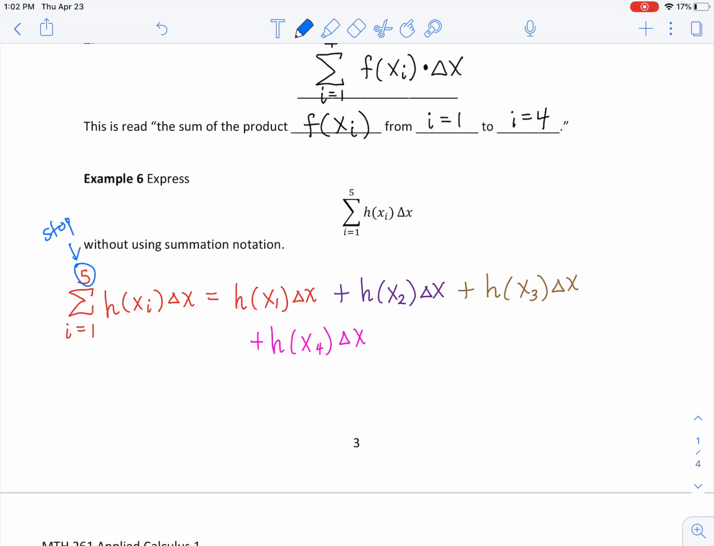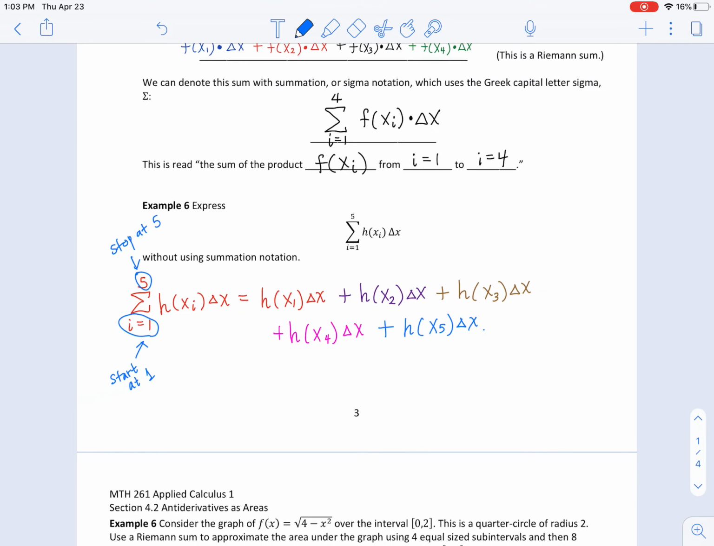Now we need to do how many more times? 2 more times. Next one, plus h of x of 4 times delta x. And what number tells us when to stop? Because we can go on forever, right? Which number is telling you to stop? They want you to stop at 5. And this number down here is telling you to start at 1. So the very last term is going to be h of x5 times delta x. So that's how you can rewrite it without summation notation.